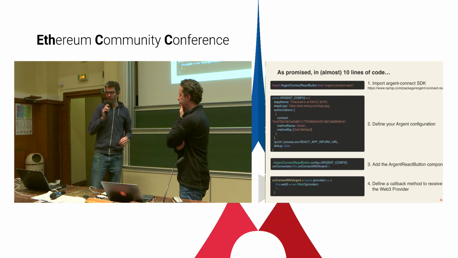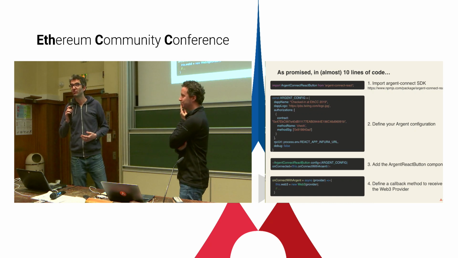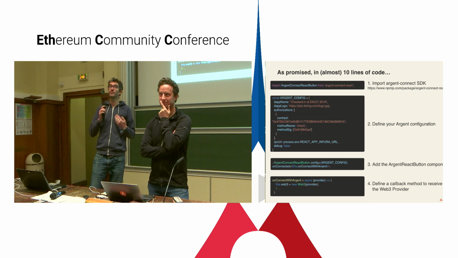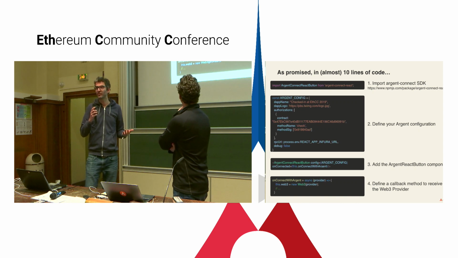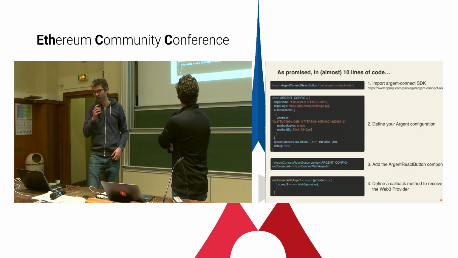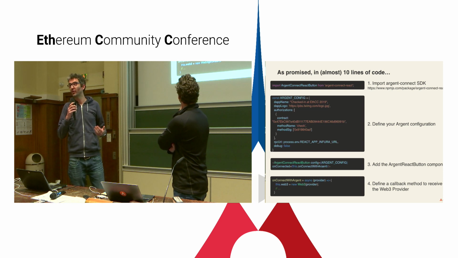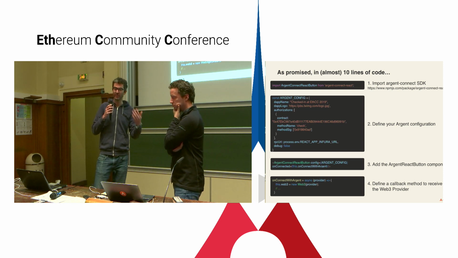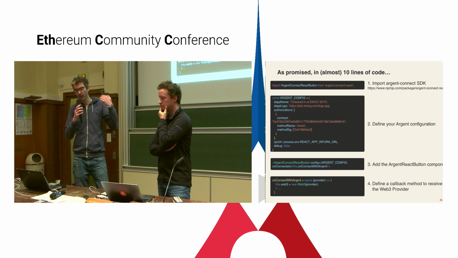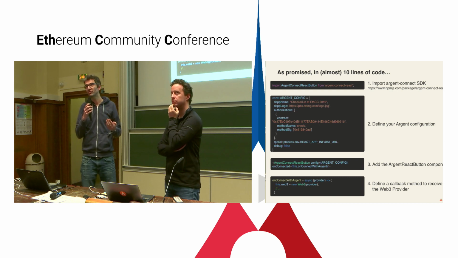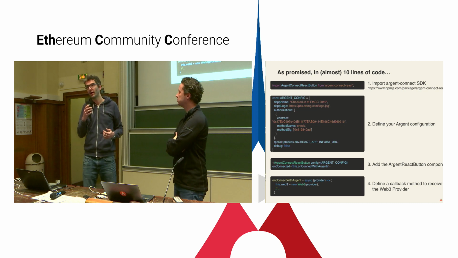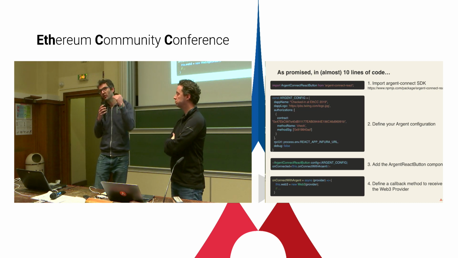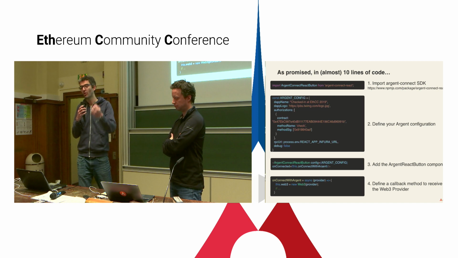So hopefully you are now all impressed by what we showed you, and you're all wondering, how can I do that for my dApp? Well, actually, it's very, very simple. Almost 10 lines of code, depending on how big your configuration is. So you can just import the Argent Connect SDK. It's on NPM, so very simple to install. You define your configuration, so that's really the information the dApp will send to the client. So name, logo, and then the contracts and methods that the dApp wants to interact with.